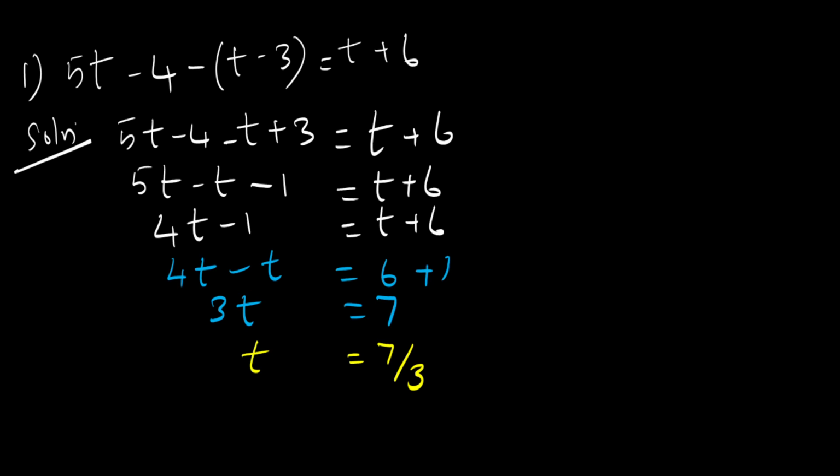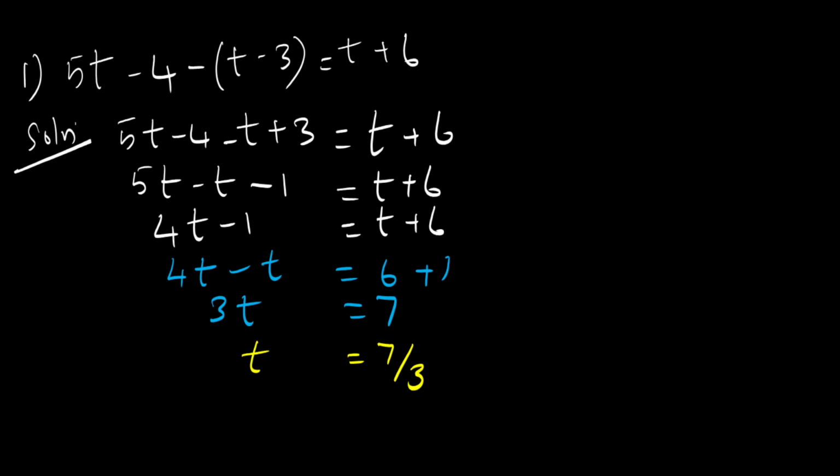Now we will see one example. Okay, see: 5t minus 4 minus (t minus 3) plus t plus 6. First step, we have to remove all our brackets. First step, I am removing my brackets. So that will become minus t plus 3. So now the equation is 5t minus t minus 1 is equal to t plus 6.